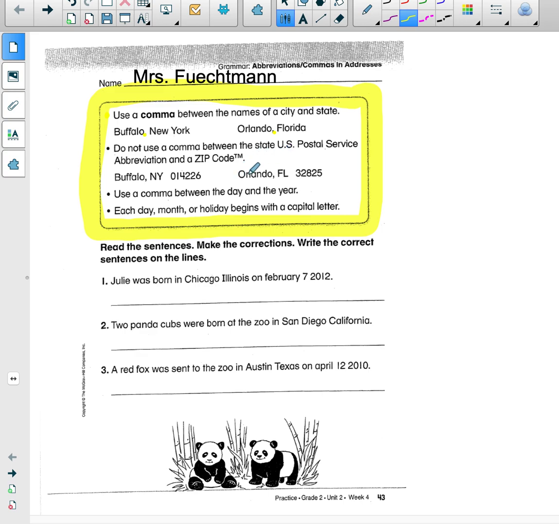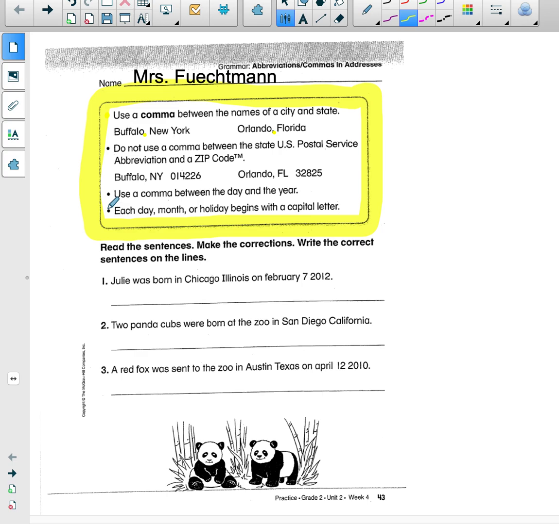Same over here. Orlando, comma, Florida, between the city and the state, because those are using letters or words. But between the zip code, the numbers, and the letters, we just leave an open space. Since those are different, we don't need a comma to separate them. And bullet number 3, let's read. 1, 2, read. Use a comma between the day and the year. And the last bullet, each day, month, or holiday begins with a capital letter.